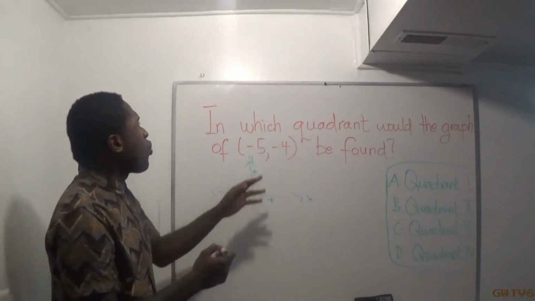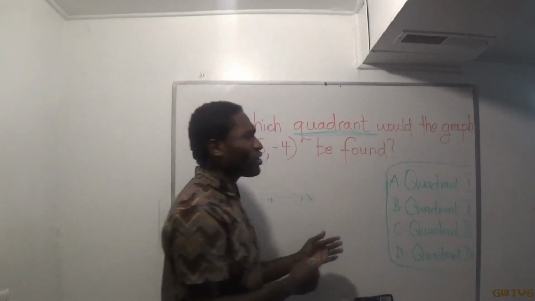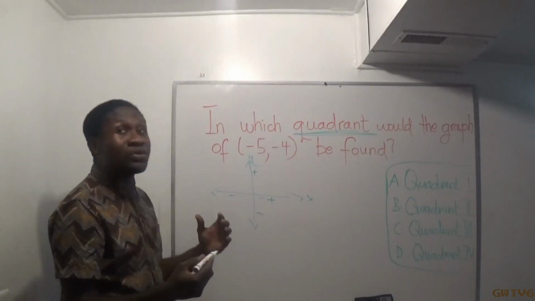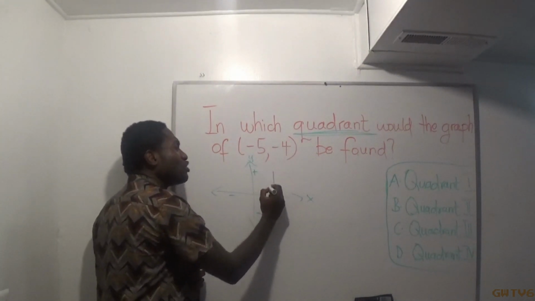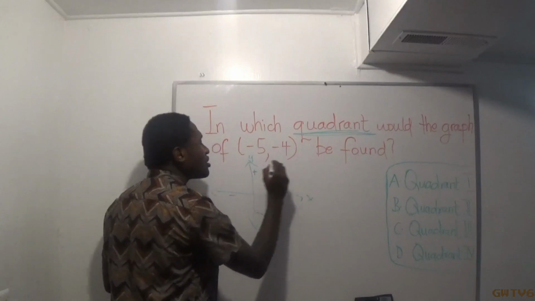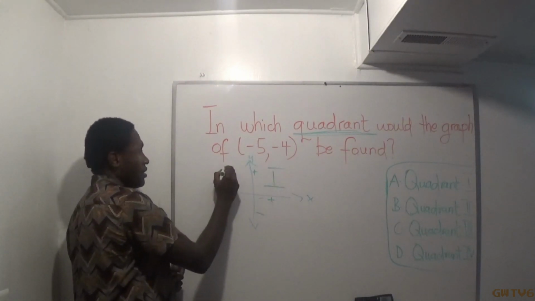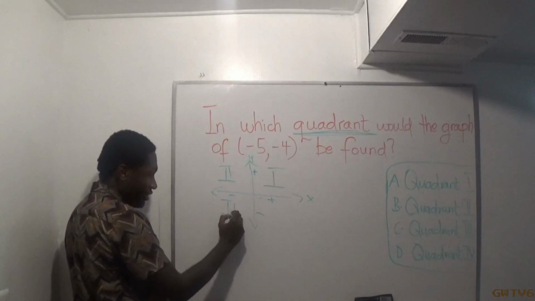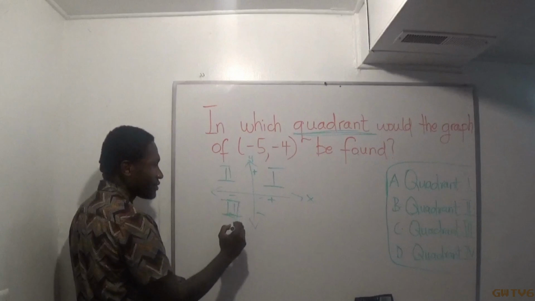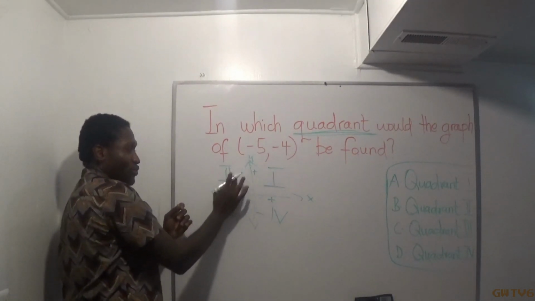Now, with the quadrants, if they ask you which quadrant, that is why you have to know this. When you have a graph like this, this is your first quadrant. So quadrant 1, this is quadrant 2, this is quadrant 3, and this is quadrant 4. So 1, 2, 3, 4.